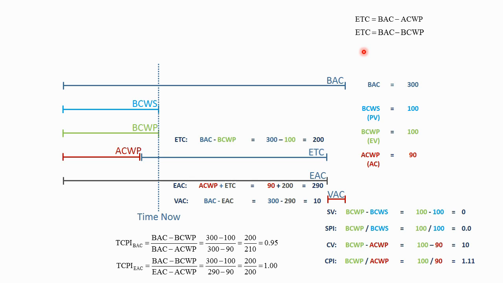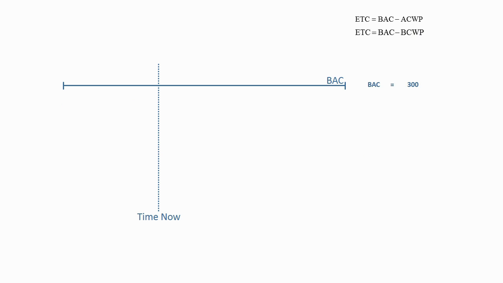Okay, so now we have a new formula up here. A second way we can compute estimate to complete is by taking budget at completion minus budgeted cost of work performed. So in the first method, we're merely looking at how much money is left in the budget. That's the budget minus the actuals. In this second method of computing ETC, we're taking the budget and subtracting the performance, which in this case gave us a favorable variance. Okay, let's look at yet another example.